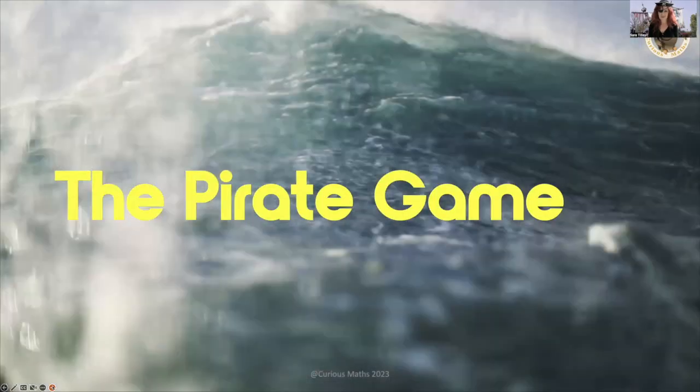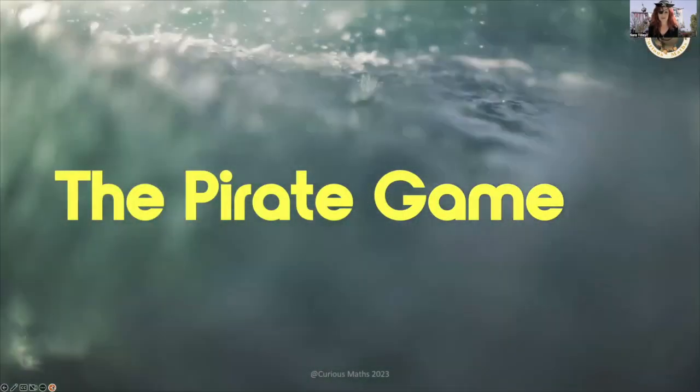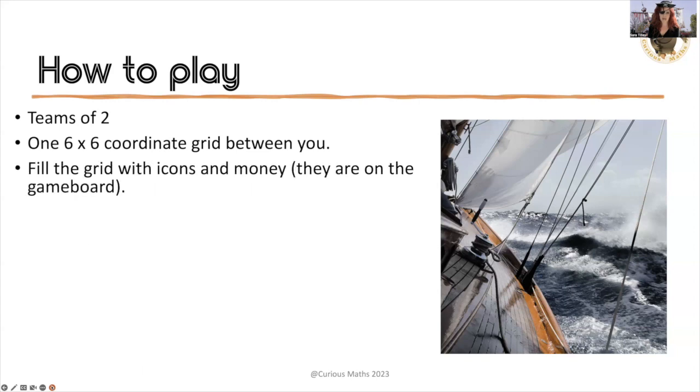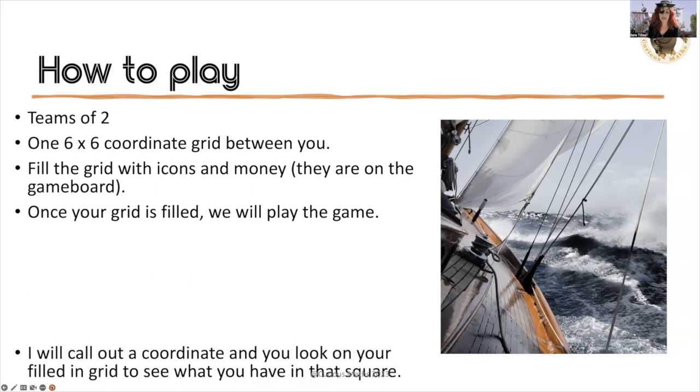So the next slides are the ones you'll be wanting to share with the children. So let's get down to the nitty-gritty: how to play. Teams of 2 and 1 coordinate grid between that pair. So the children fill in the grid with the icons that are on the game board, but also all the money options that they have to use as well. And once the grid is filled, you start playing the game.